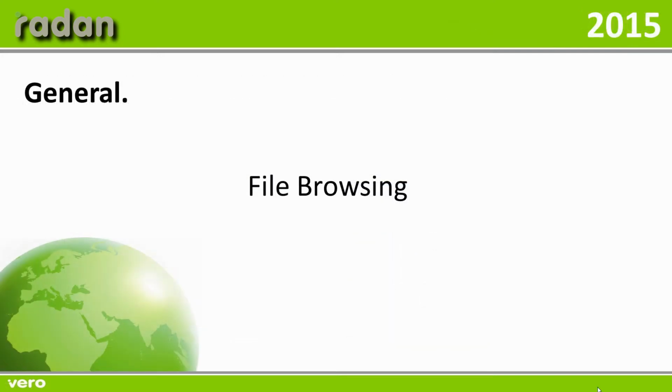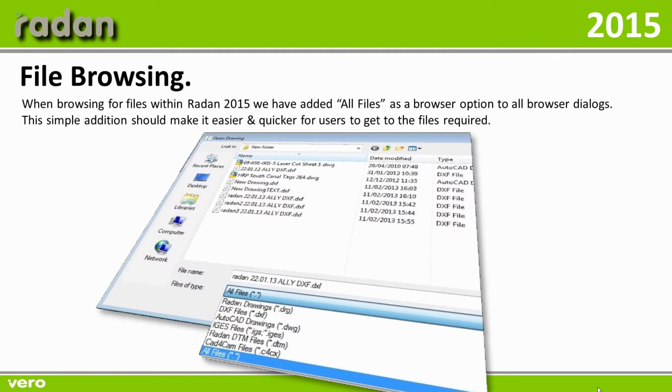File browsing. This is a simple change, but it affects all dialog boxes where you search for files within Radan 2015. Previously, when you opened up a search box, the files displayed would be those appropriate to the search, i.e. symbols, drawings, DXF files. What we've done with all these dialog boxes is now add the option for all files. So in effect, when you open the dialog box and select this option, any file in that directory will be displayed in the list.